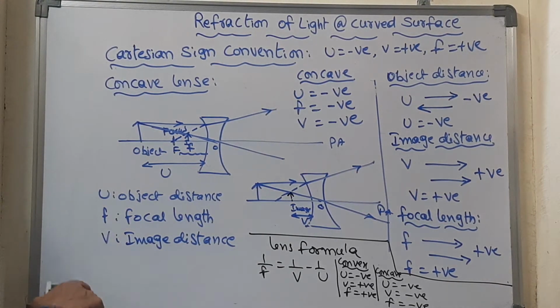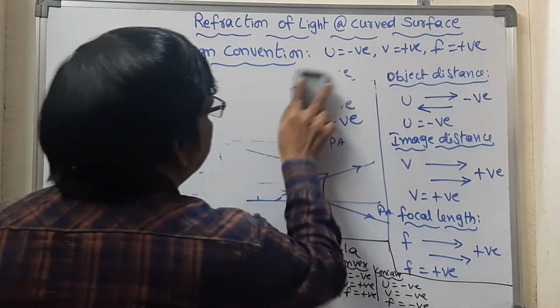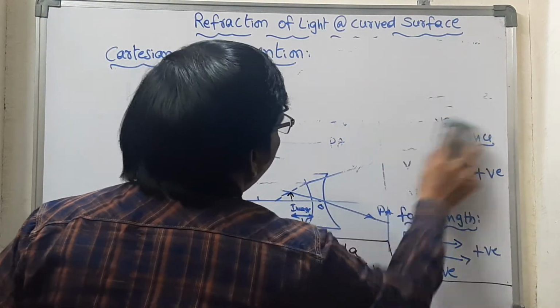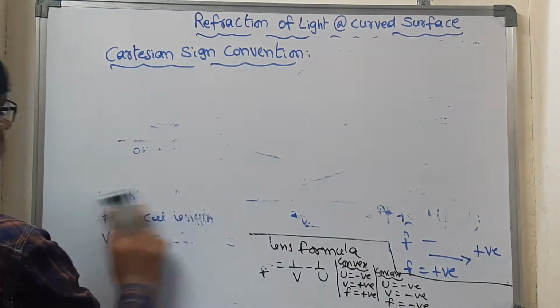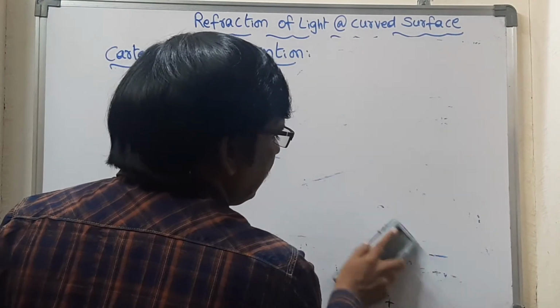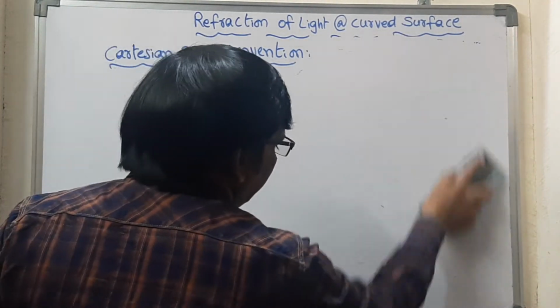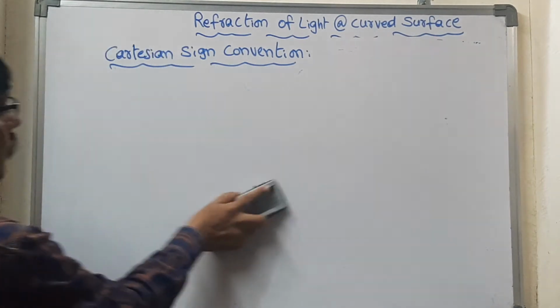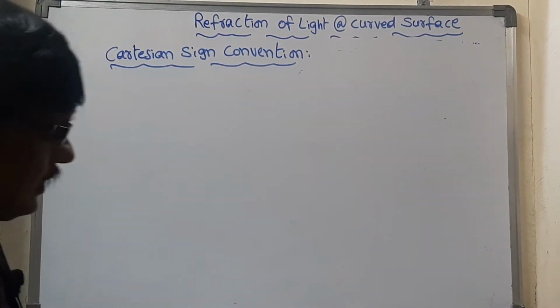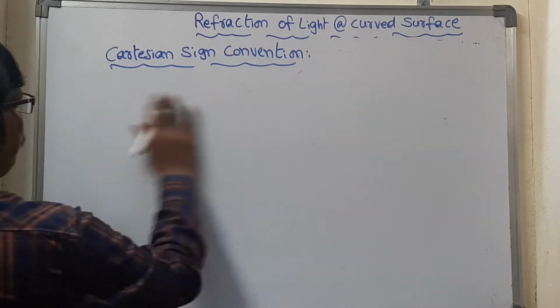Okay, now let us see if a lens consists of two surfaces, how that will be. The same Cartesian sign convention we can take for both the convex lens as well as the concave lens, where it consists of two radii of curvature. If the radius is present on both sides, how will it change? Now let us see. First of all, let us take a convex lens.